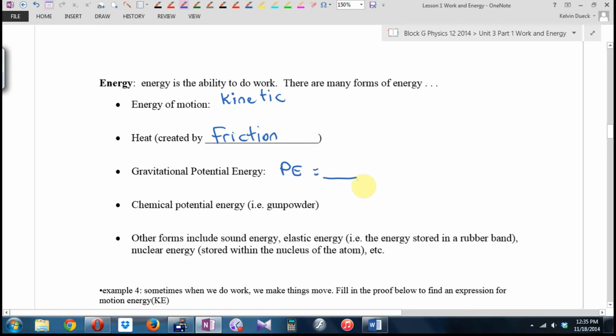Chemical potential energy. So potential energy is stored energy. There are many ways to store energy. One is gravitationally, by lifting something up and letting it hang there. You've given it some extra energy. Chemical potential energy: explosives, food. Those are all forms of chemical potential energy. Other forms: sound energy, elastic energy. When you stretch a rubber band, you're storing energy in it. Nuclear energy, stored in the nucleus of an atom, etc.